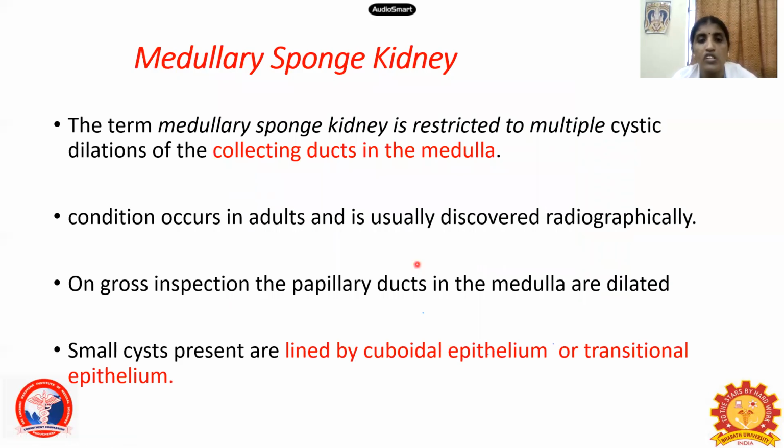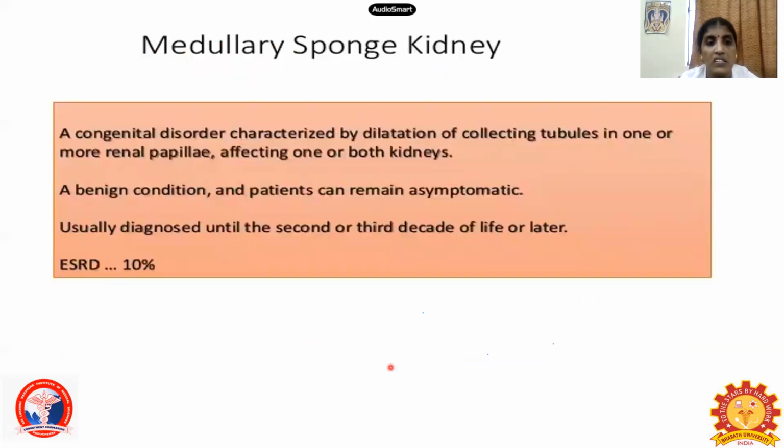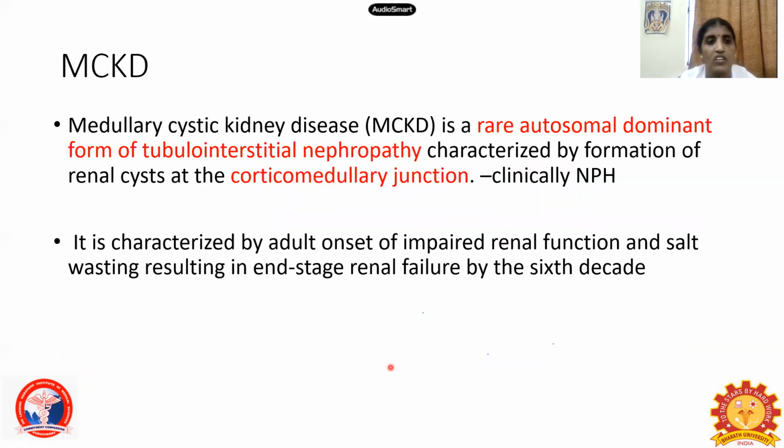To start with medullary sponge kidney, the term is restricted to multiple cystic dilations involving the collecting duct in the medulla. This condition occurs in adults and is usually discovered radiographically. The smaller cysts are lined by cuboidal or transitional epithelium. This is a congenital disorder characterized by dilation of collecting tubules. It is a benign condition, and the patient can remain asymptomatic. Only 10% of patients will go on to end-stage renal disease.